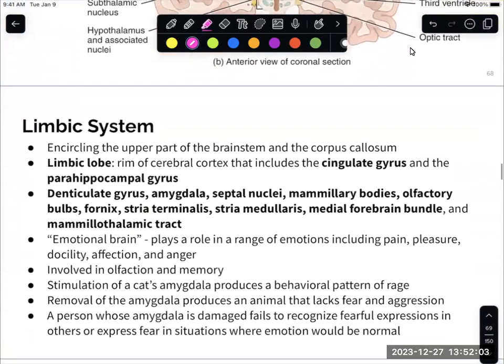So our limbic system. Our limbic system is known as that emotional brain. Everything highlighted here is everything that makes up this limbic system. So emotions, it's going to display different emotions for pain, pleasure, docility, affection, and anger. Olfaction and memory come into play in the limbic system.